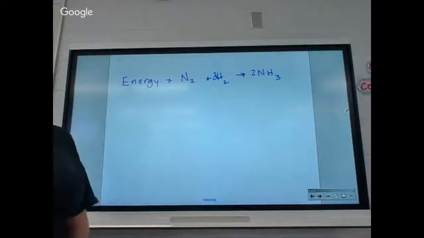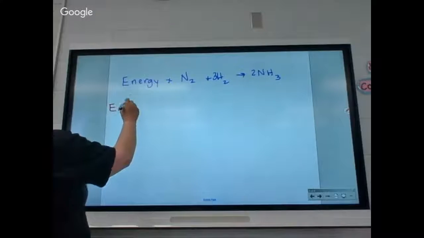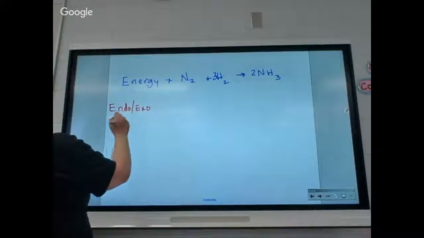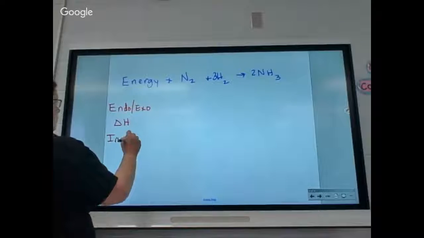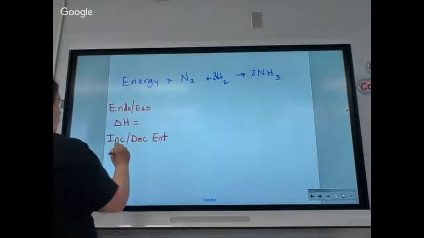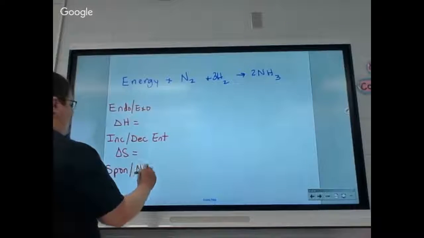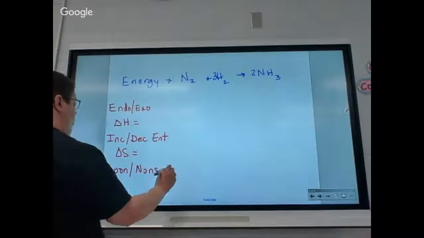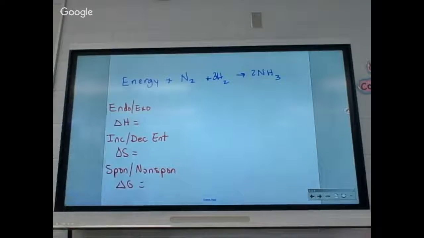I'm even going to lay it out like your quiz. All right, I'm going to want to know endo or exo. I'm going to want to know delta H. I'm going to want to know increase or decrease in entropy. I'm going to want to know delta S's sign. I'm going to want to know spontaneous or non-spontaneous. And I'm going to want to know delta G sign. Okay? That's how your quiz is going to be laid out.